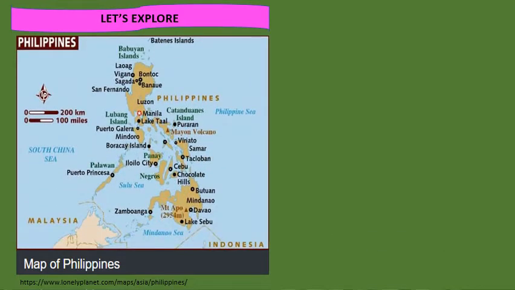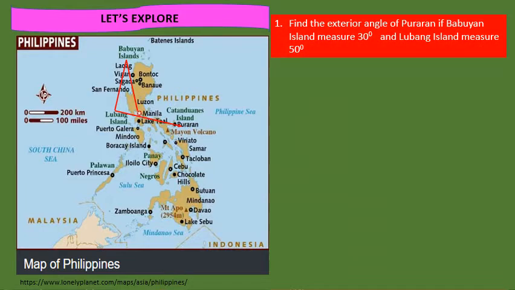Let's explore using a map of the Philippines. From Babuyan Islands you go to Lubang Islands, then to Manila, then Manila has an extension of the line going to Puraran. Now the question is, find the exterior angle of Puraran if Babuyan Island measured 30 degrees and Lubang Island measured 50 degrees.